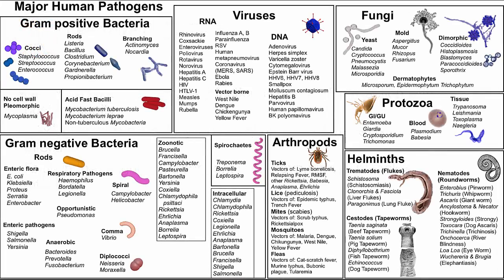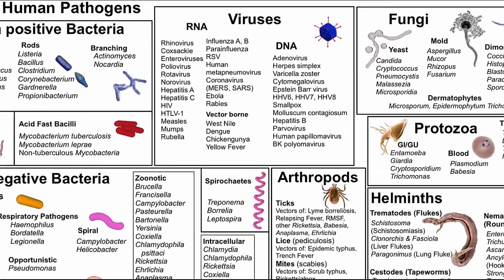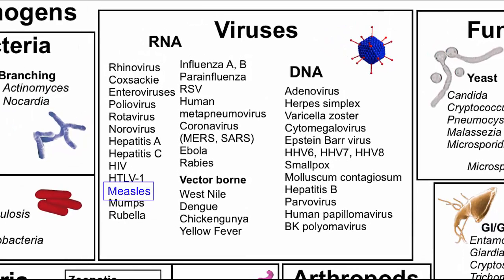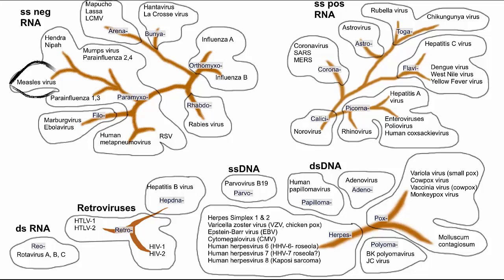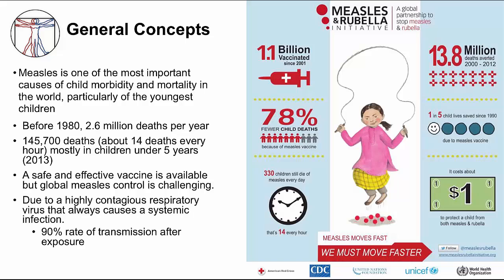Here's our pathogen list. As you can see, measles is an RNA virus, and in this phylogenetic tree, you can see it is related to parainfluenza virus and RSV. Now, in the U.S., we don't see measles infection on a regular basis, so I want to give you some general concepts to illustrate its significant impact worldwide.